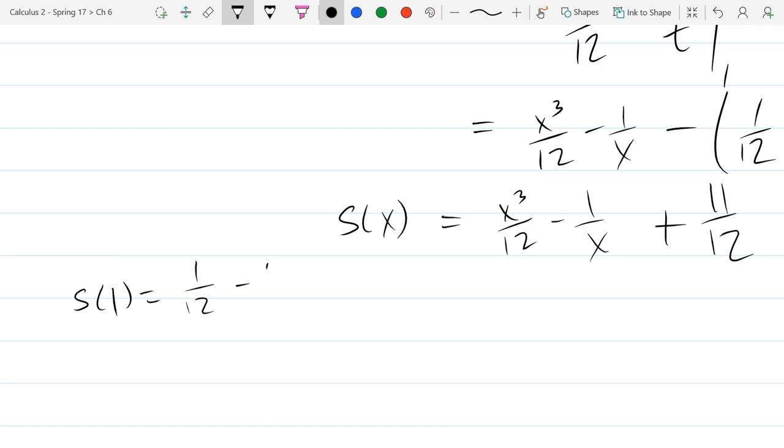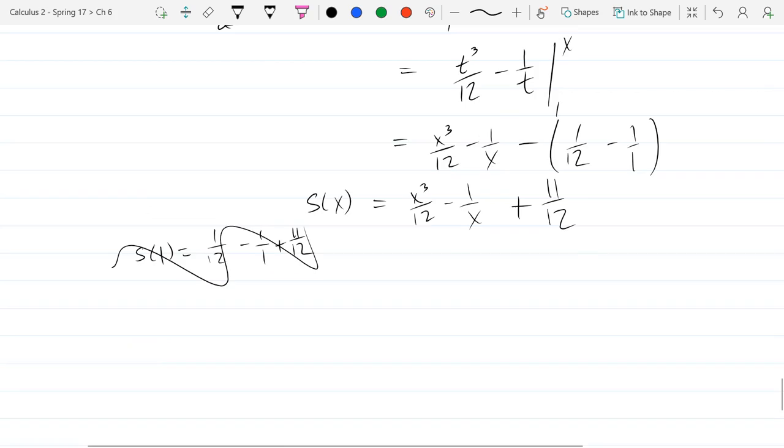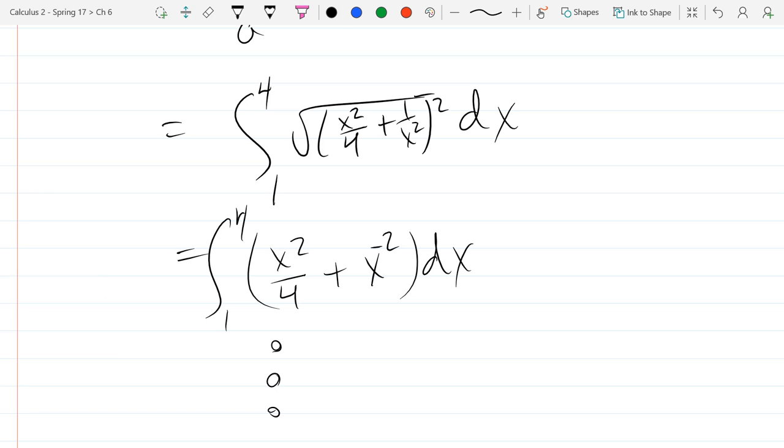1 over 12 minus 1 over 1 plus 11 over 12 does add up to 0. So it doesn't mean we're correct, it's just one fast thing I can check real quick. It's not part of the original problem, I was just making sure that at least that one value that I can super easily check works out. If I did the original problem all the way, I'd get the arc length from 1 to 4. I could then plug in 4 on the one I just found, and I'd better get the same number you get right here. So that'd be another point I can check.